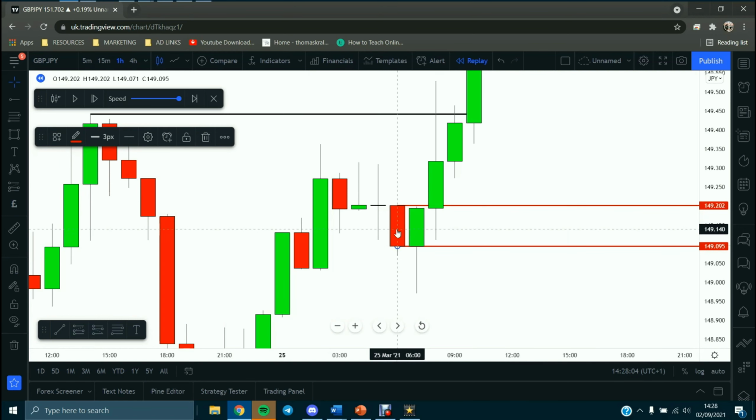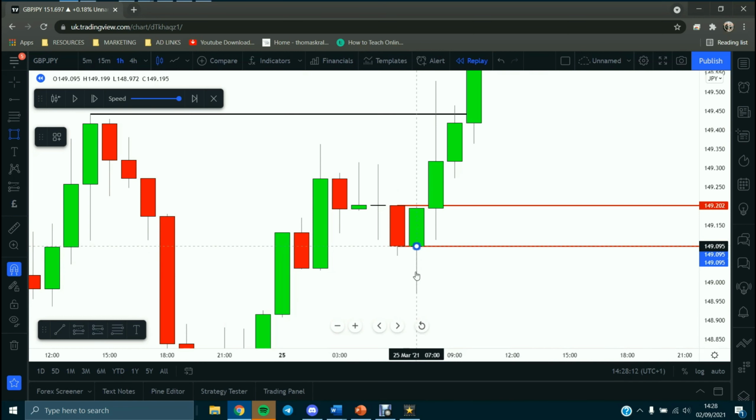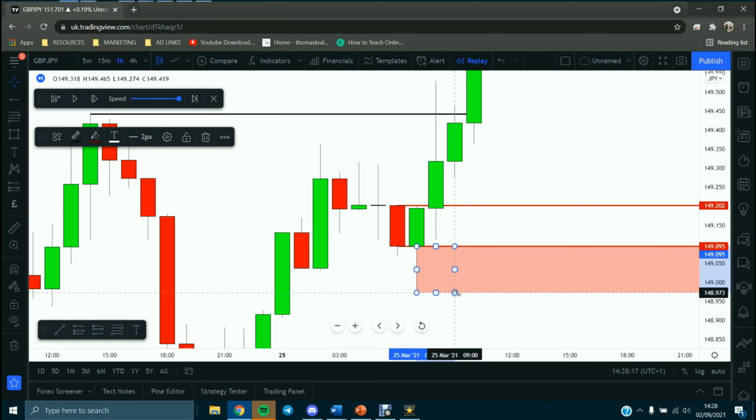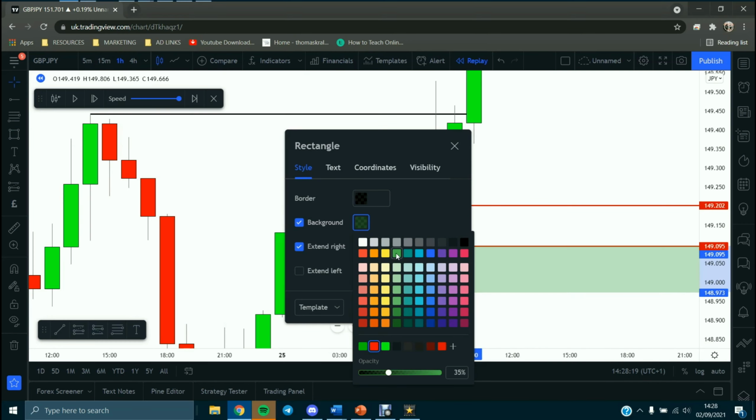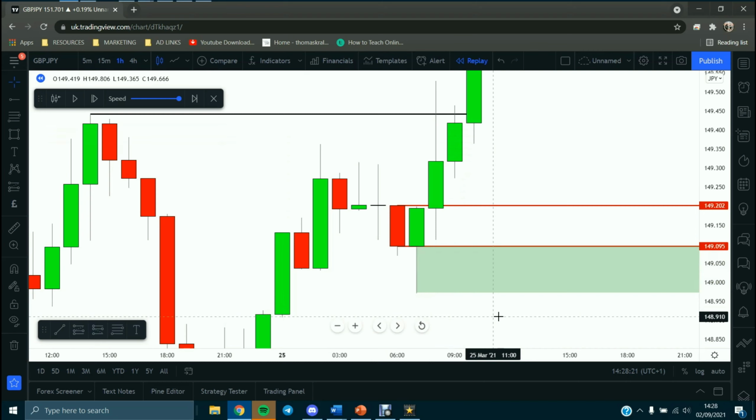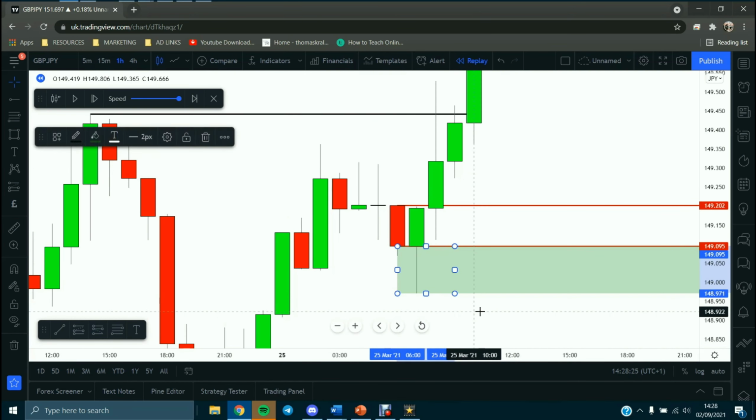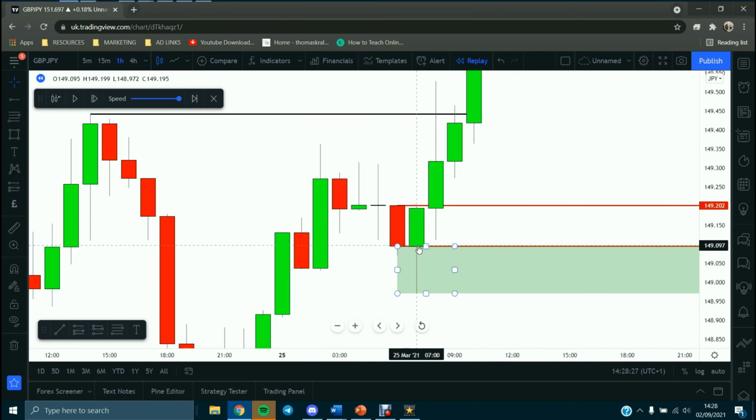So that's the order block that you would be aware of now. But if you look to the right hand side of this order block, you actually have a lower wick right there. So I'm going to highlight the wick and turn that green. If I just drop this across one more candle, you can see that you've got the order block followed by a lower wick, right?